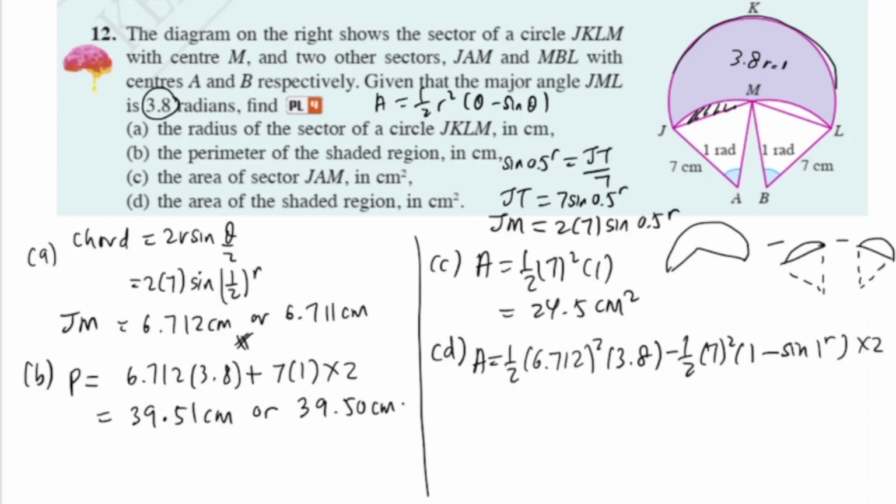Please use your calculator in radian mode. I think you get 77.83. And the textbook answer is 77.80. Again, slight difference in answer.